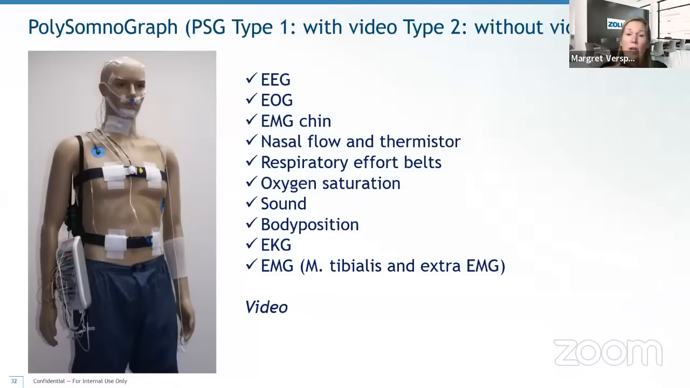Then we have the respiratory effort belts. We have the oxygen saturation, we have the sound, we have the body position, so how the patient is lying in the bed, in the supine position or on the side. We have the EKG, so the heart rate, and we have the muscle activity on the legs. So we have a lot of signals, and of course a lot of data. We have video also, and we have audio.